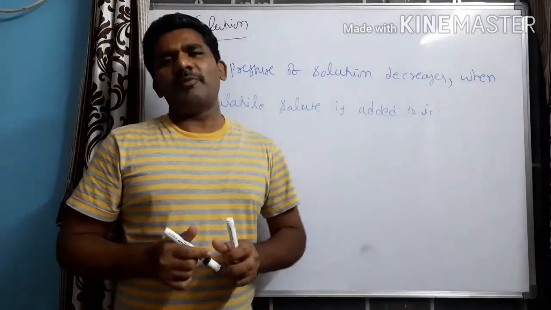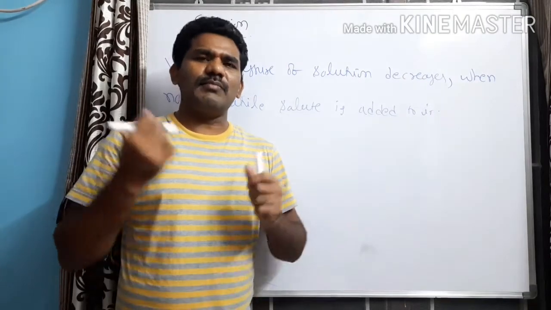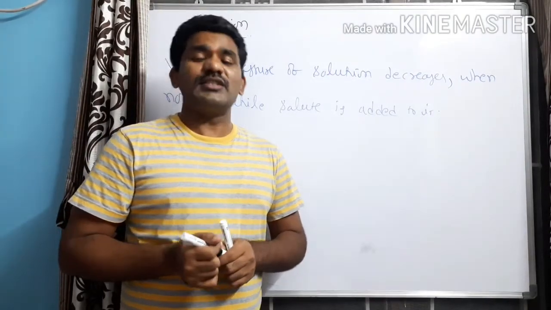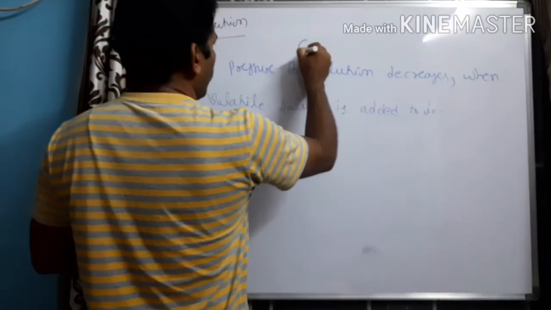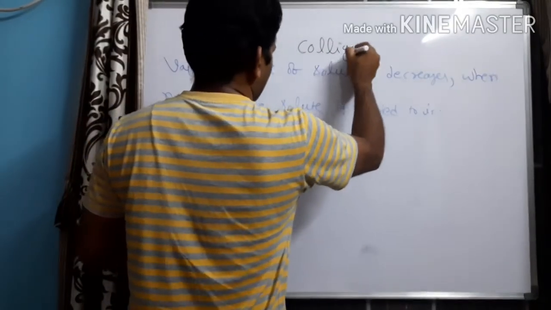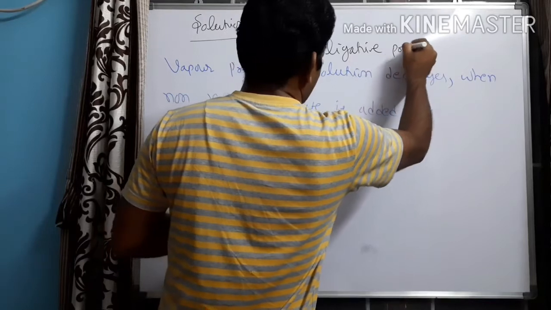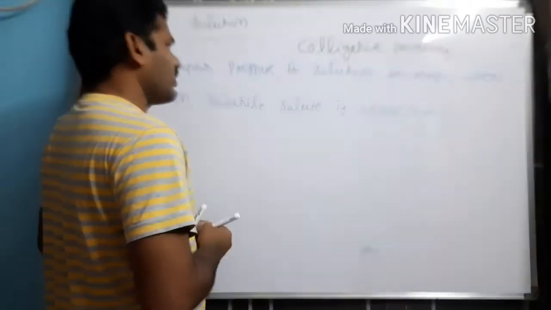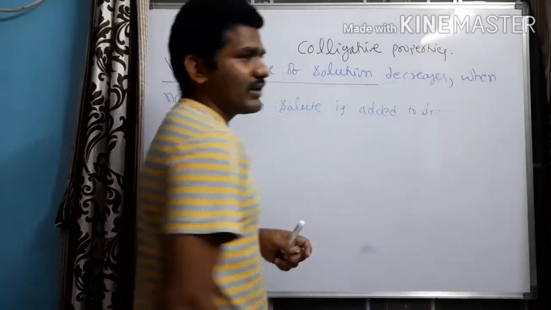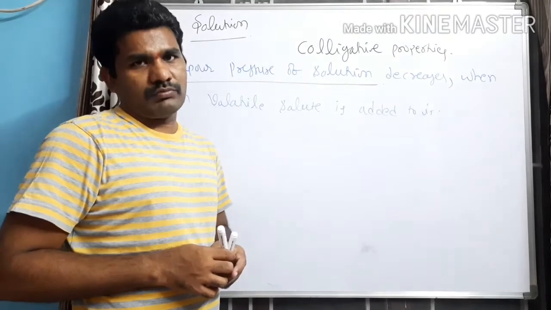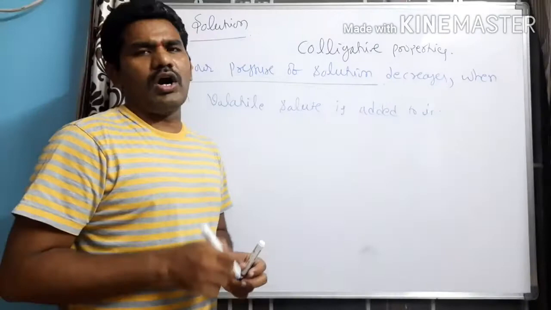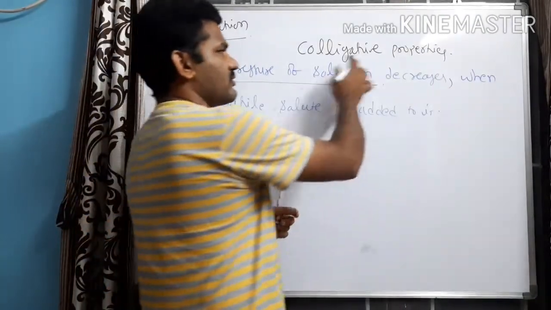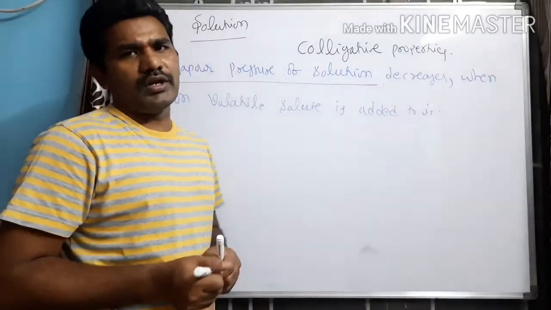This decrease in vapor pressure results in some properties of the solution. Such properties are called colligative properties. So what is the reason for colligative properties? The reason is a decrease in vapor pressure of the solution. Why is the vapor pressure decreasing? Because when a non-volatile solute is added, automatically its vapor pressure decreases.